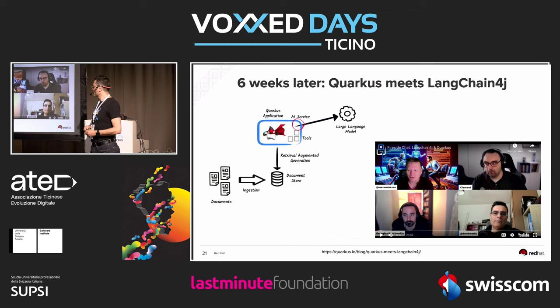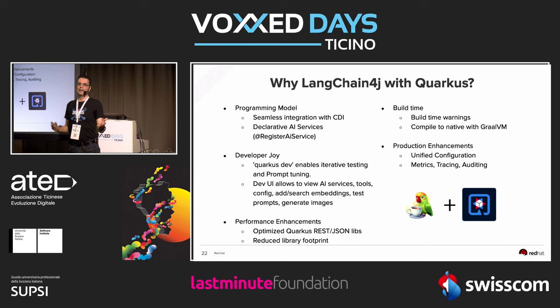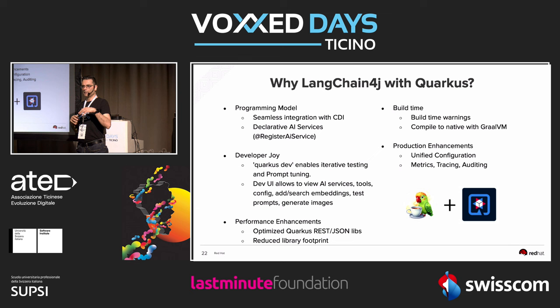And okay, you might say, LangChain is great, but why Quarkus? Why is the combination great? I have a few key points here. First of all, in Quarkus, we apply the Quarkus model. It's just another CDI bean, like everything else you do. So it integrates nicely with all the other things, with annotations.